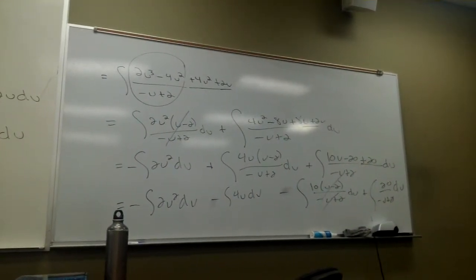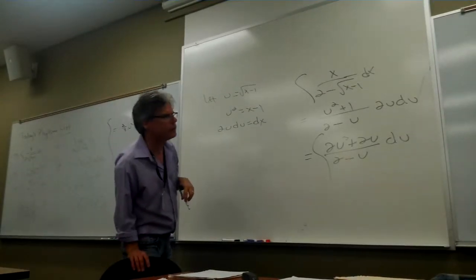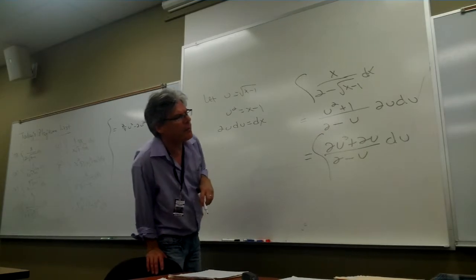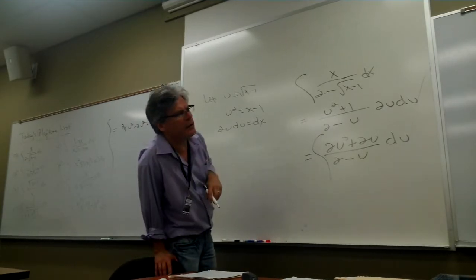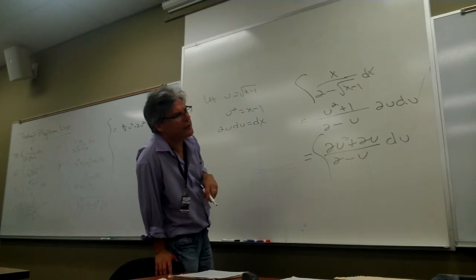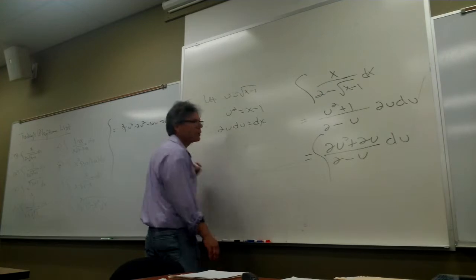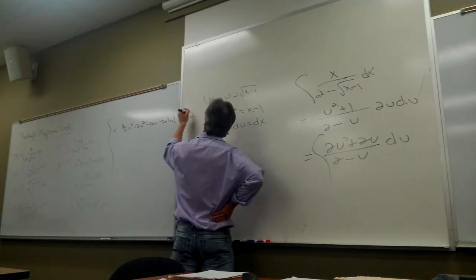I think in the end, all I really have remains standing. I don't know, it's too far away again. Is that a 2/3 u cubed? Is that a minus 2u squared? And is that a minus 10u? And finally, is that a minus 20 times the natural log of the absolute value of 2 minus u?